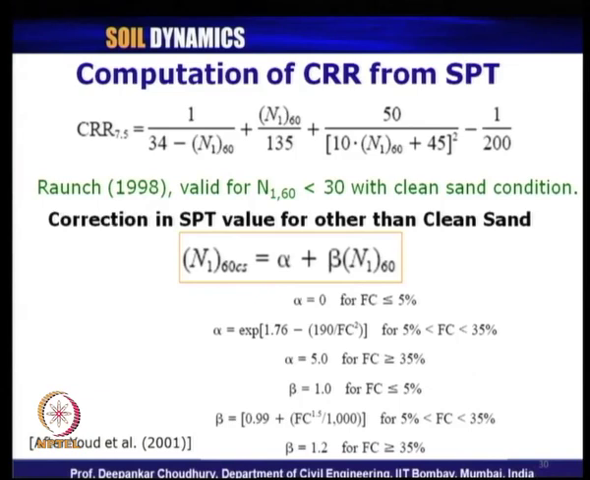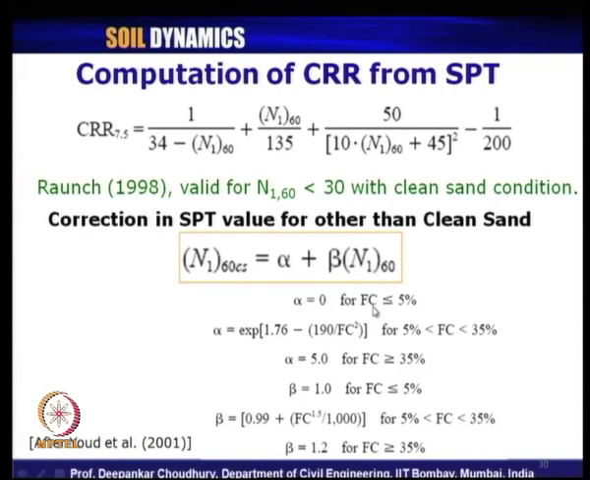And for the fines correction, what I said earlier, the same expression in a different format is given. N160 CS, that is the corrected SPT value in terms of clean sand, can also be obtained using this equation, alpha plus beta times N160.